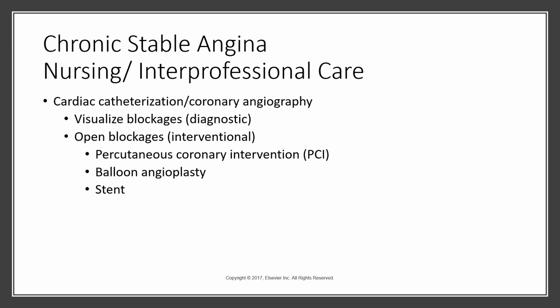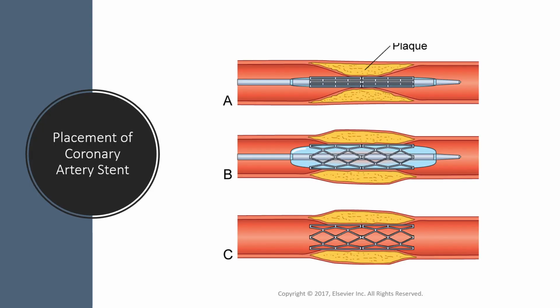And then intracoronary stents are usually placed along with that balloon angioplasty. They'll puff it up and deploy the stent. This is just showing you what they're trying to do.